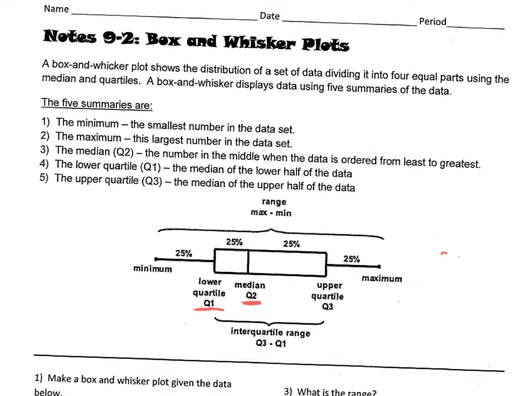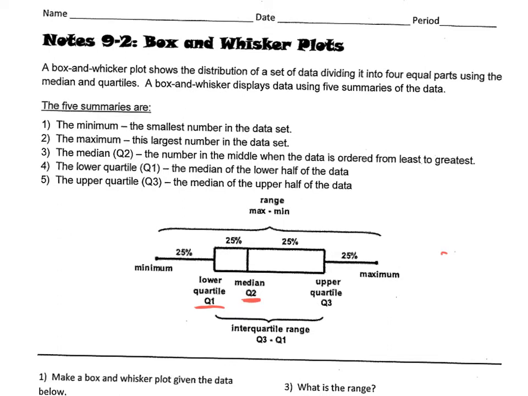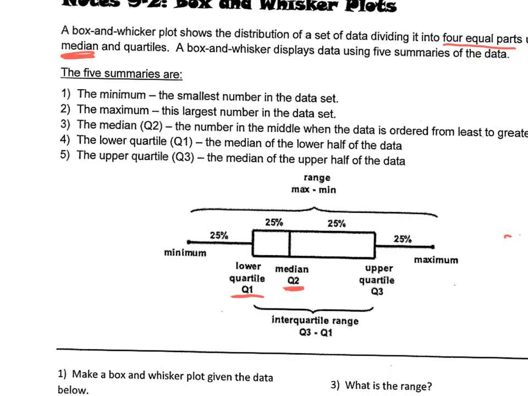So a box and whisker plot shows the distribution of a set of data or numbers, dividing it into 4 equal parts using the median, which is the middle number, right? Yes, ma'am. And quartiles. A box and whisker displays data using 5 summaries of the data. And that is your minimum. So that's the smallest number in your set.